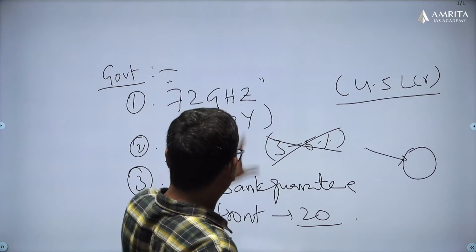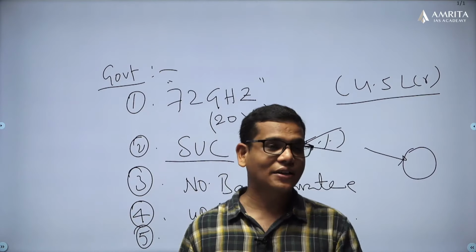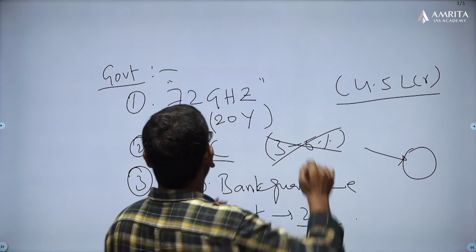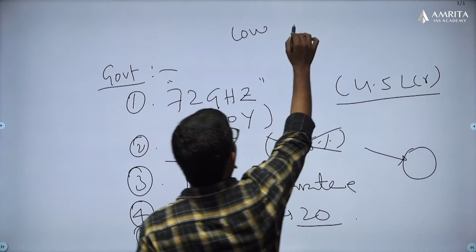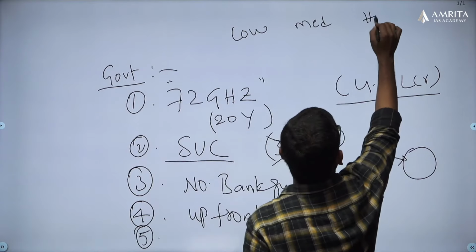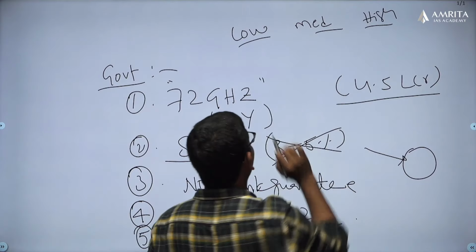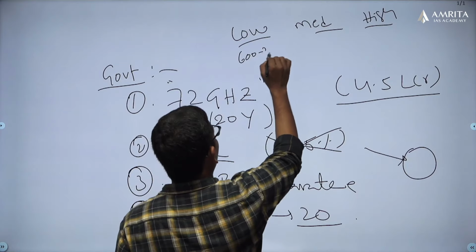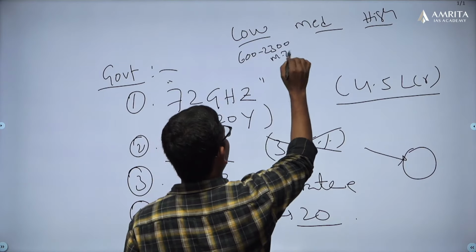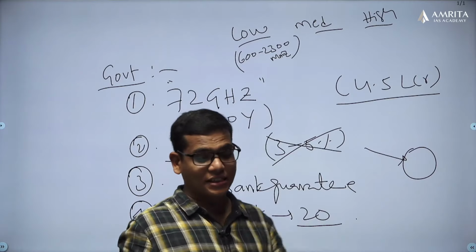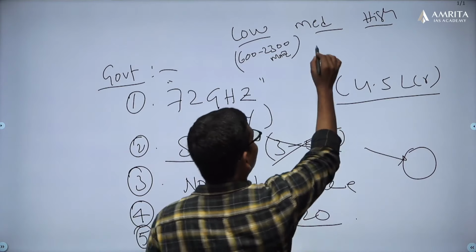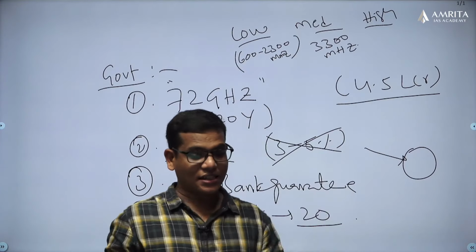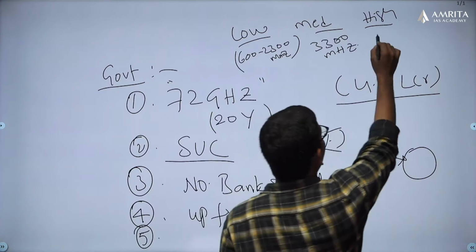So these are some of the schemes announced by the government when they went for the auctioning of 5G spectrum. In this auction, low frequency, medium frequency and high frequency signals are auctioned. Low frequency, I can say, is like 600 to 2300 megahertz. This is the low frequency signals. Medium frequency means 3300 megahertz, and high frequency signals go up to 26 gigahertz.